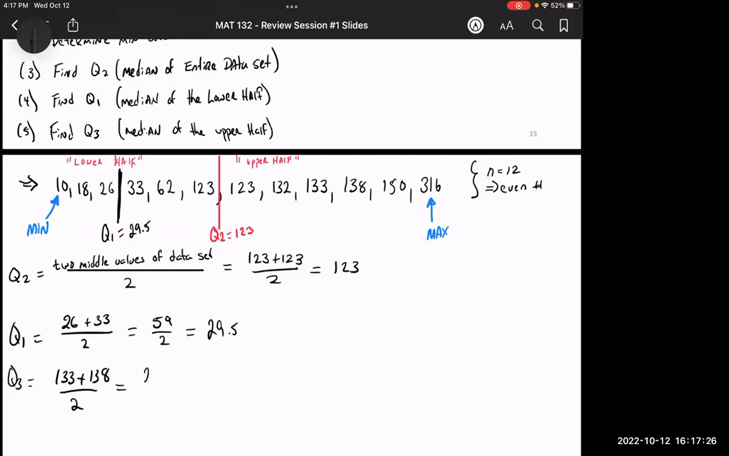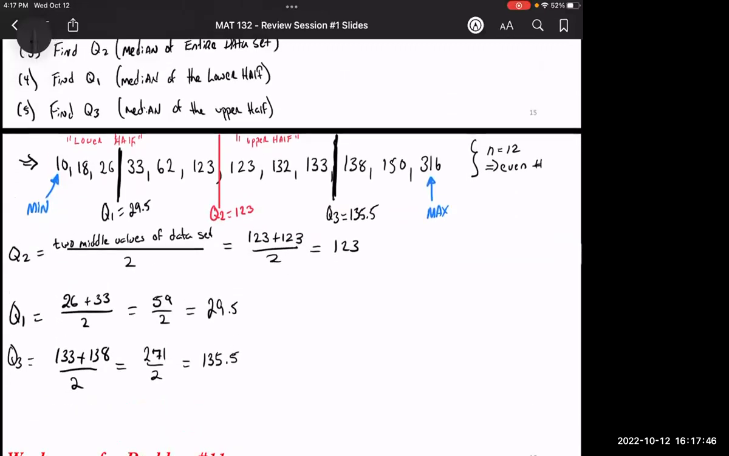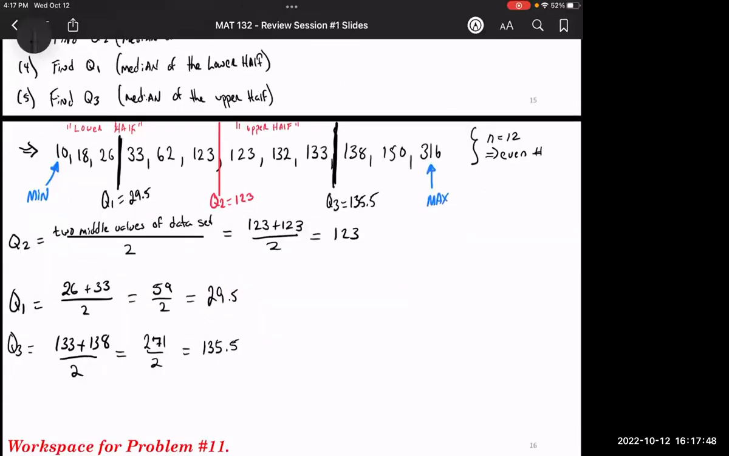271 divided by 2 is 135.5. So it'll be located here. That will be it. So the 5-number summary, I ran out of room. The 5-number summary is what I have written out.